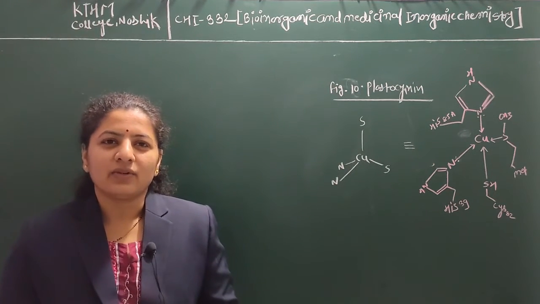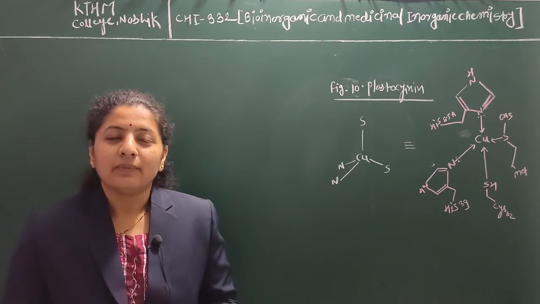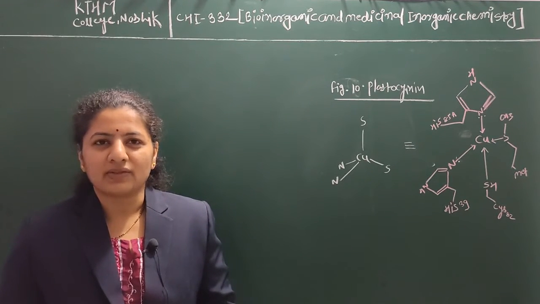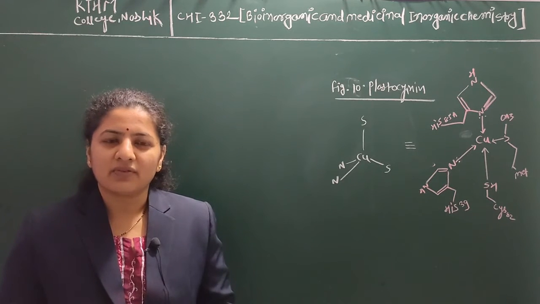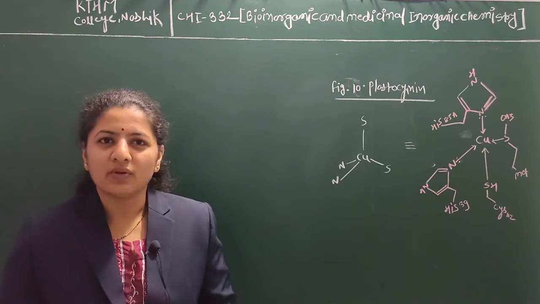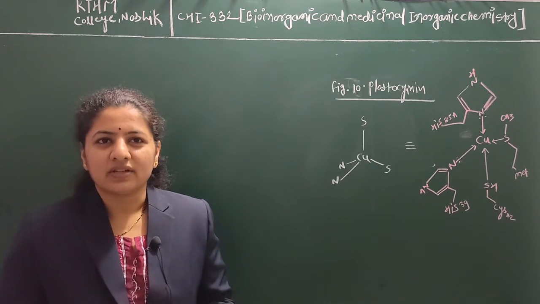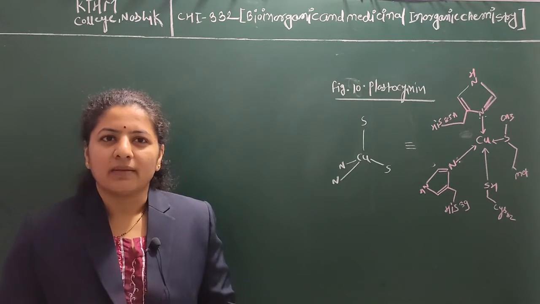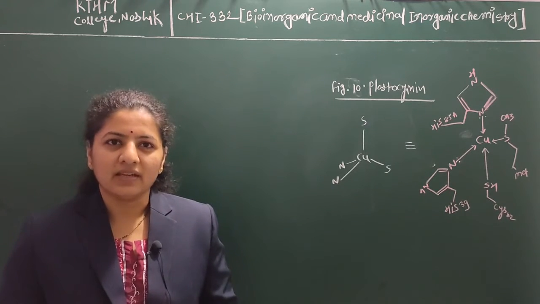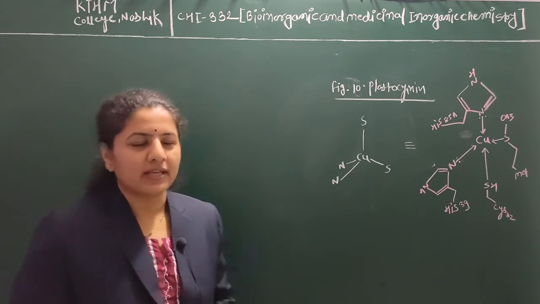In this lecture we are going to discuss the metalloenzyme of copper, that is plastocyanin. In the previous lecture we discussed the metalloenzyme of copper, that is blue oxidases. Now in this lecture we are going to discuss the structure, function, reaction and biochemistry of plastocyanin. So let's start with plastocyanin.